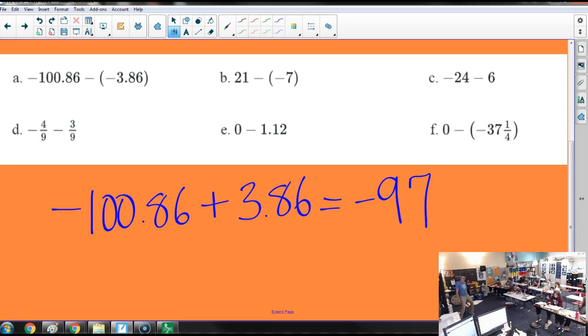Nick, what about me? Oh. Sorry, Zach, didn't mean to scare you. Nick, what about B? The 21. What do you do? This is the problem. You're doing a lot of head nodding. Oh, so 21 minus negative 7. Okay. Nick's face is wonderful right now. I wish you could all see it.